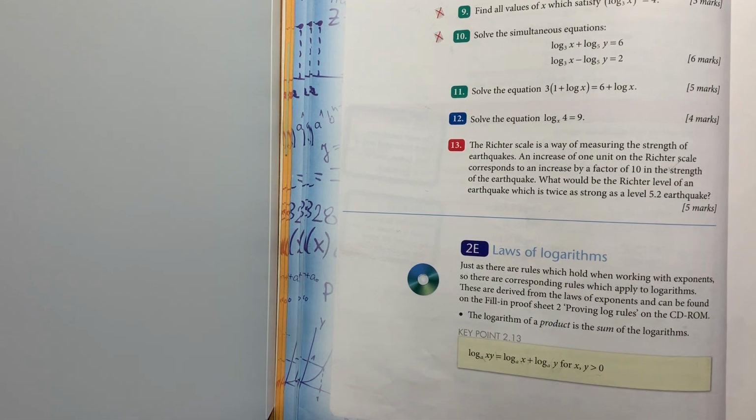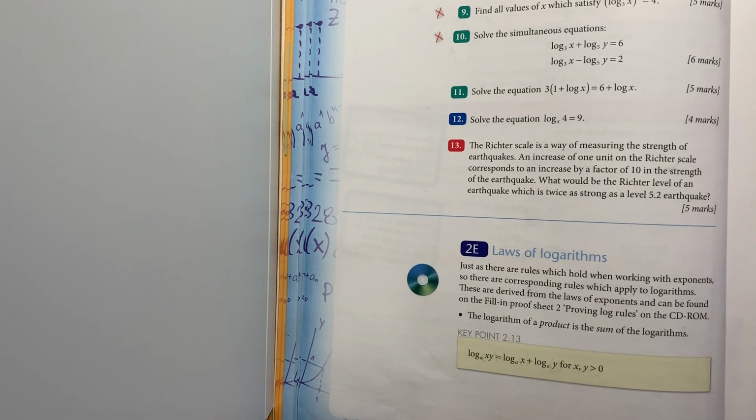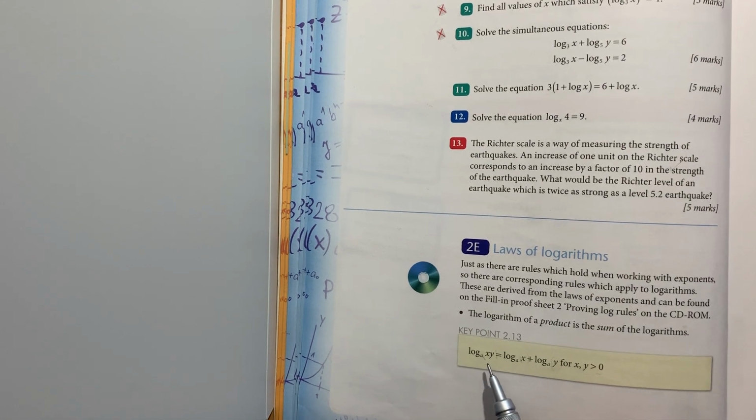Before you read through these pages, I just wanted to give you some insights, because it's very easy to understand. It's just rules you have to follow. Here, for example, is the first rule: the logarithm of a product is the sum of the logarithms.